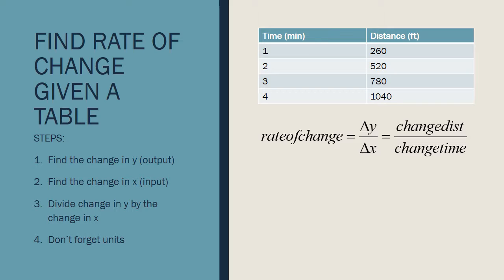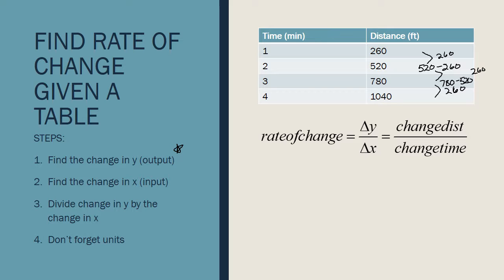Okay, so the first one you're going to do is finding a rate of change using a table. Here are the steps for doing it right here. The first thing is you're going to find the change in y, or the output. How do you find the change in y? You take the second point and subtract the first point. In this case, I get 260. I can repeat between 780 and subtract 520. I also get 260. And you can see that this is a constant 260. So that's my change in y.